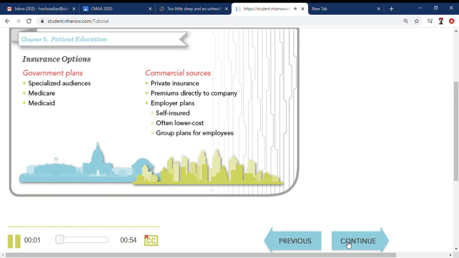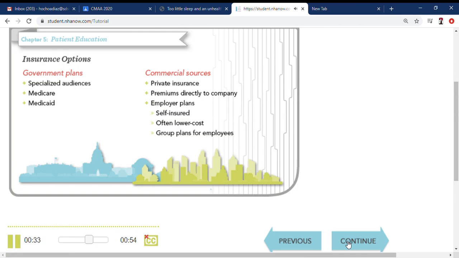People have several options for health insurance. The government offers health plans for specialized audiences. Medicare is mostly for people age 65 and older, with some exceptions. Medicaid is for families and individuals with disabilities or limited financial resources. Most people get their insurance through commercial sources, by purchasing private insurance through an insurance company. Premiums paid directly to the company subsidize their health care.